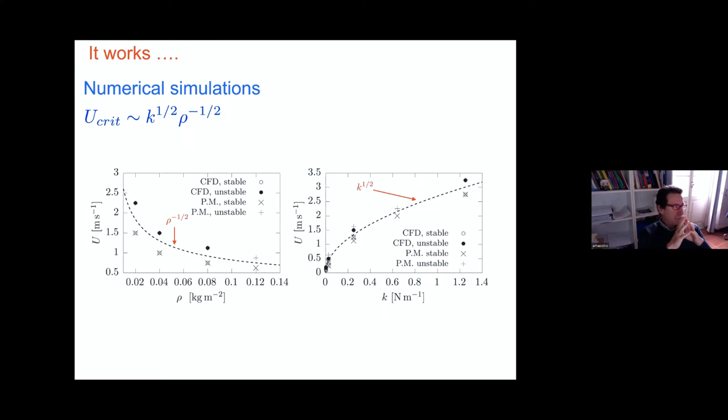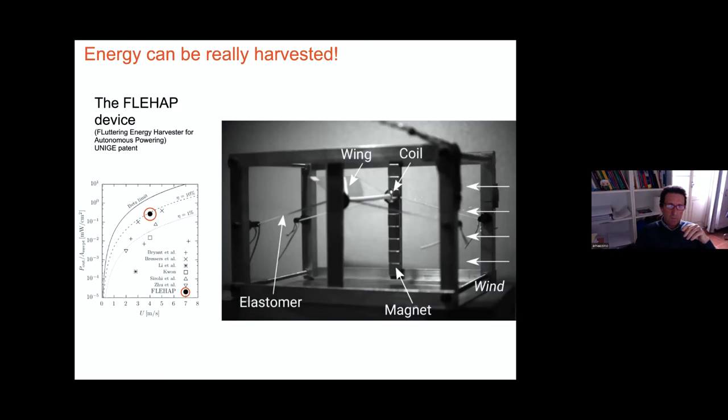So the message is that the simplest way to identify the occurrence of instability, in this case flutter instability, can be obtained easily by balancing the two relevant frequencies appearing in the problem at hand. So this is the first message.